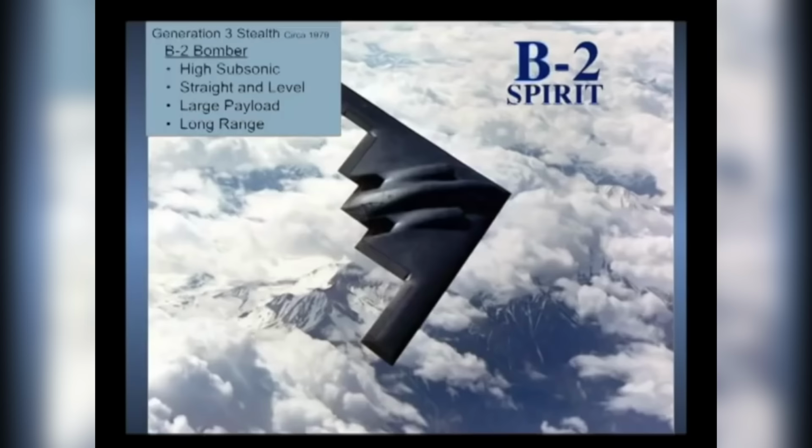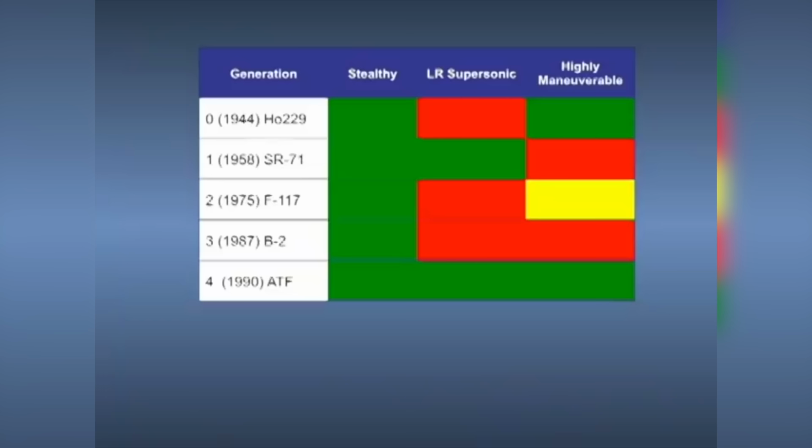Generation 3, Northrop gets into the picture, the B-2 bomber. And this is near the end of the 70s. High subsonic again, pretty much straight and level again. Huge payload by comparison with the other airplanes, and long ranges. So if you're keeping a scorecard, the scorecard looks like this. We determined that the next fighter that we built had to be stealthy, invisible, if you will. It had to be able to go long range on supersonic speeds to help defeat those SAM missiles. And it had to be highly maneuverable because it was going to be an air-to-air fighter against other fighter aircraft. And you'll notice that if you read across there on each one of the generations, we never got there.